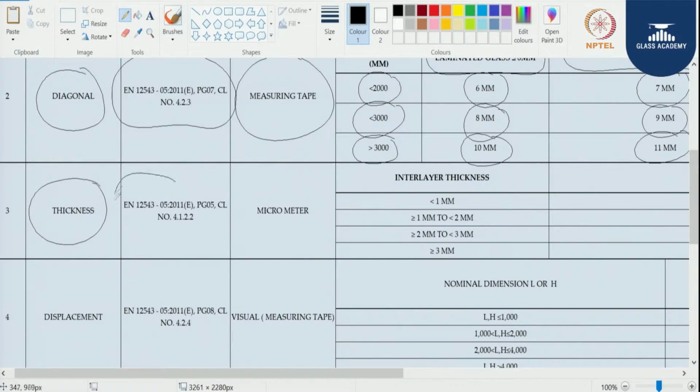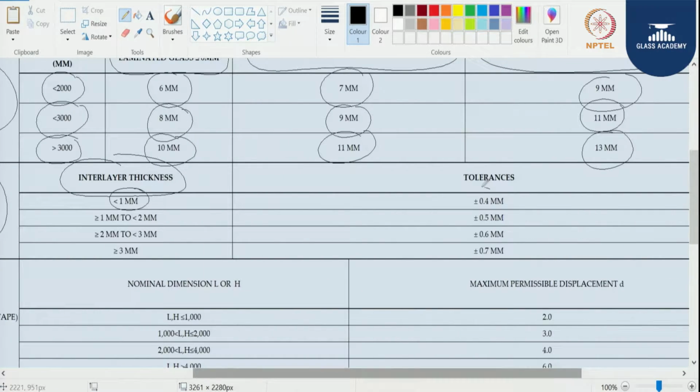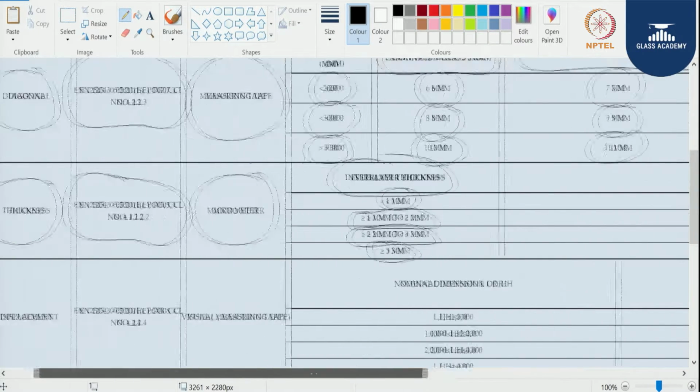The next test parameter is the thickness. The standard we follow is EN 12543 part 5, and we are going to measure the thickness with the help of a micrometer, and we need to understand the interlayer thickness. If my interlayer thickness is less than 1 mm, the tolerance allowed is plus or minus 0.4 mm. If between 1 to 2 mm, the tolerance is plus or minus 0.5 mm. If between 2 to 3 mm, the tolerance is plus or minus 0.6 mm. If more than 3 mm, the tolerance is plus or minus 0.7 mm. And the frequency of testing shall be one number in every 10 pieces of glass.